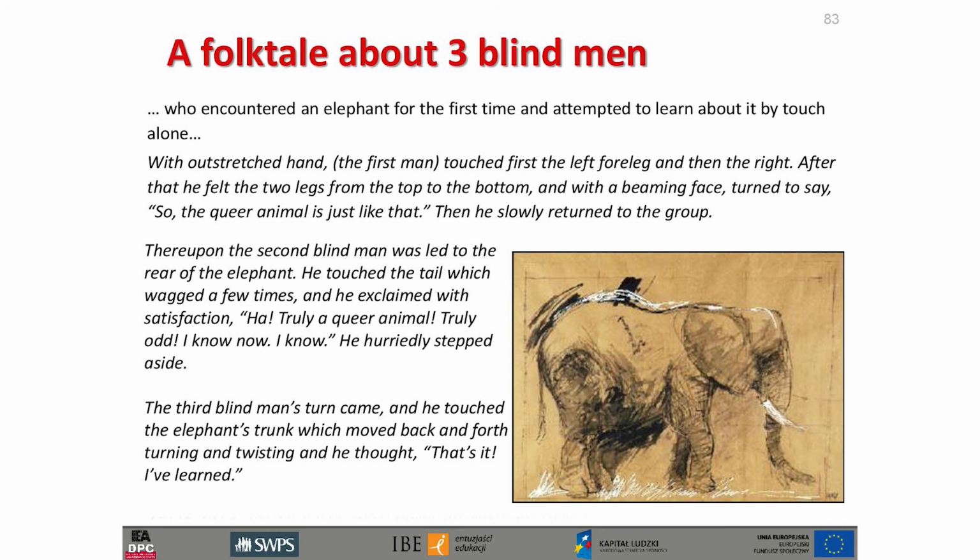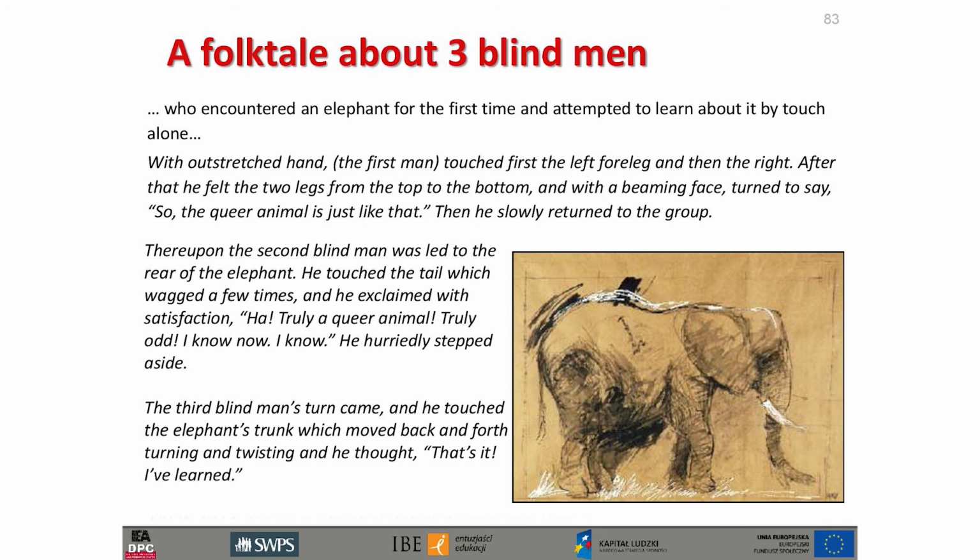So this is the first blind man. With outstretched hand, the first man touched first the left foreleg and then the right. After that, he felt the two legs from the top to the bottom and with a beaming face turned to say, "So, the queer animal is just like that." Then he slowly returned to the group.